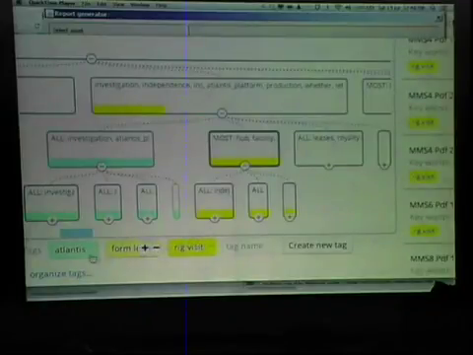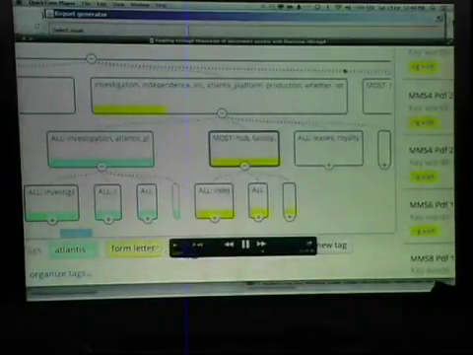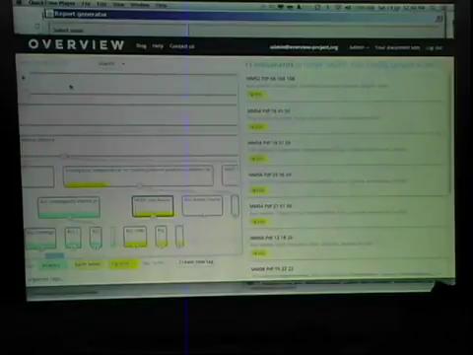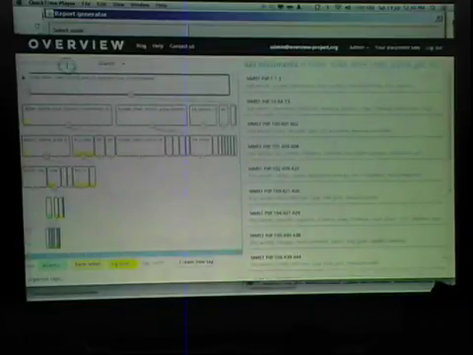Using the plus and minus buttons, I can combine tags or subtract them, and each document can have any number of tags. If we're looking for something in particular, we can search for it. Let's try environmental impact.